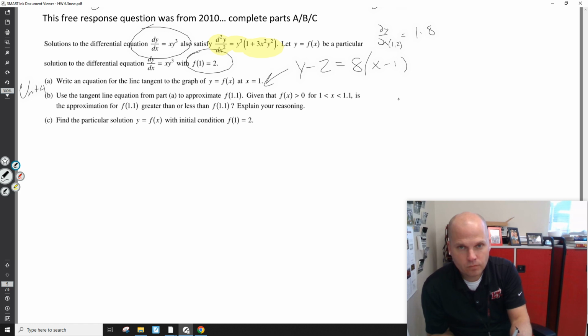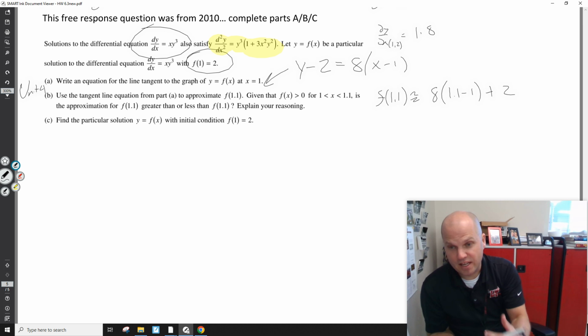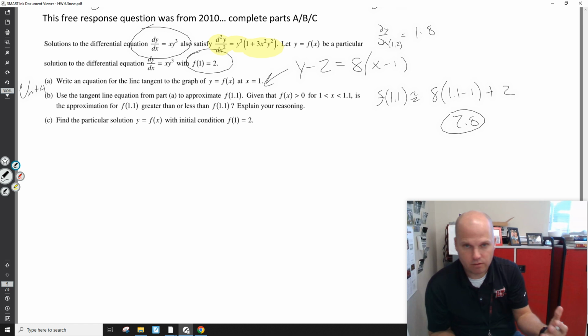So, f of 1.1 is approximately whatever this y value is when I plug in 1.1. That's 8 times (1.1 minus 1) plus 2. Do I need to figure out what that is? No. You could leave your answer like this. It ends up being 2.8. If you get that, hooray.